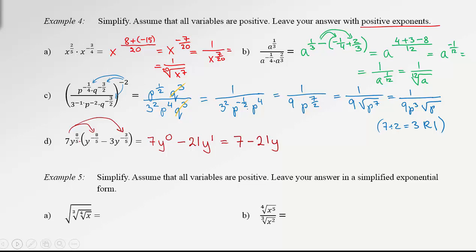One more example. Let's simplify radical expressions like this. Again, assume all variables are positive. Leave your answer in a simplified exponential form this time. Okay, let's convert everything into exponential form, starting from the most inner radical.